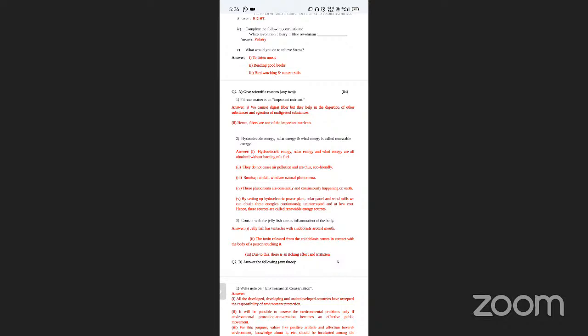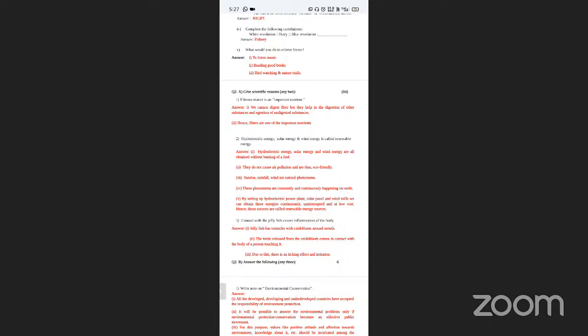What is the question? Hydroelectric energy, solar energy, and wind energy are called renewable energy. Why are they called renewable energy? Point number one, hydroelectric energy, solar energy, and wind energy are all obtained without burning of a fuel. Point number two, they do not cause air pollution and are thus eco-friendly.